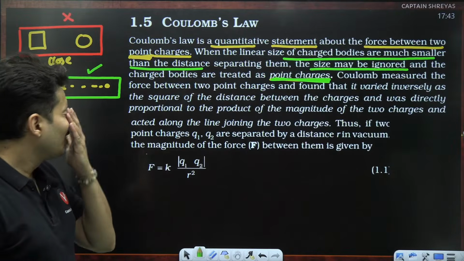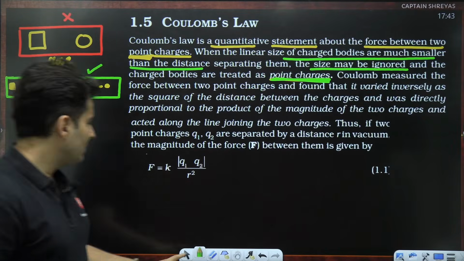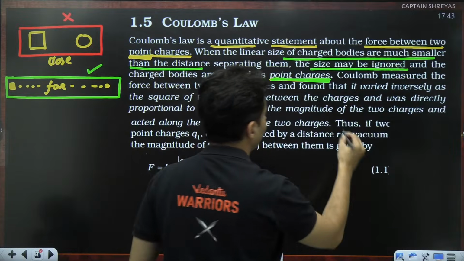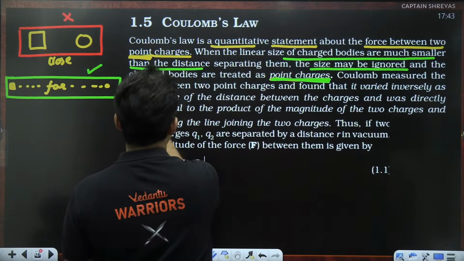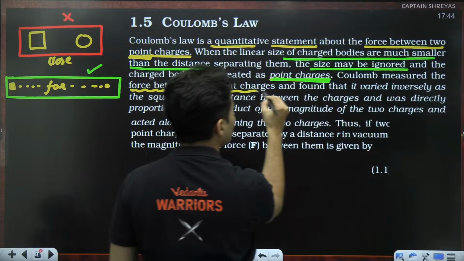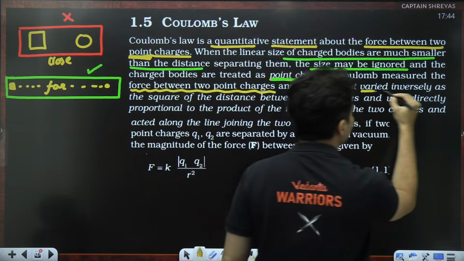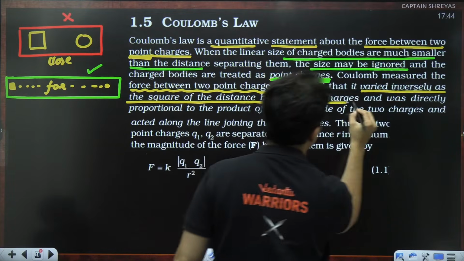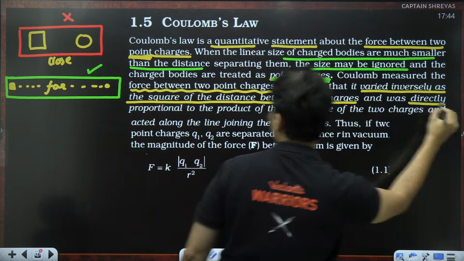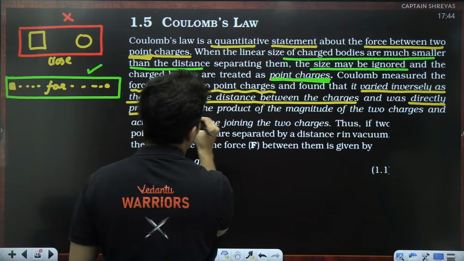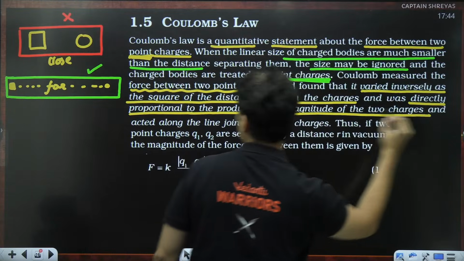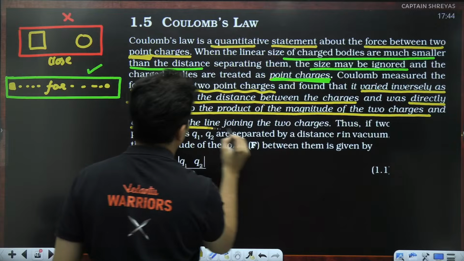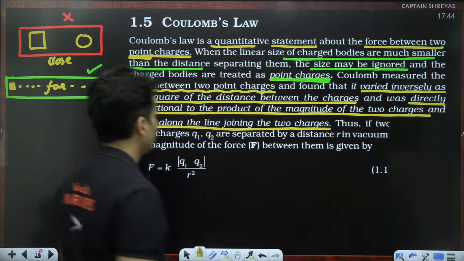Okay. So this particular law says that the force between two charges varies inversely as the square of the distance between the charges and is directly proportional to the product of the magnitudes of the two charges, and it acts along the line joining the two charges.